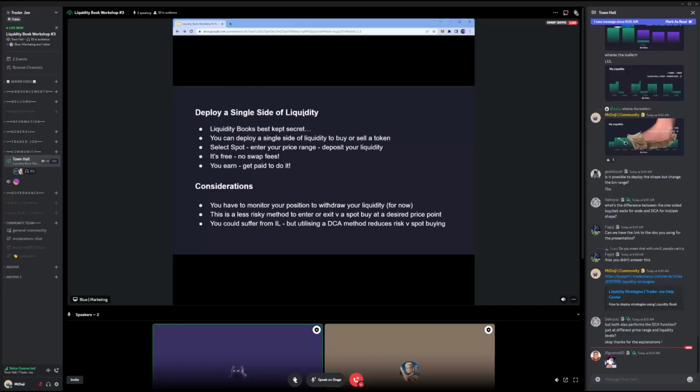You can say this is a less risky approach in some ways to simply taking your tokens and trading it immediately. If you want to utilize LiquidityBook to enter or exit a token, you can deploy your liquidity over a range. So essentially, you can DCA in or out instead of just buying the immediate market price on a spot transaction. So it's a different risk approach to trading tokens. It's lower fees because you're not paying anything to do that. You're not paying a swap fee, and you can earn fees from it.